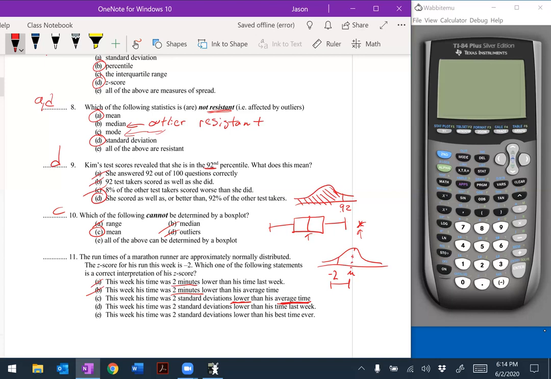Well, what is mu here? Mu is his average time, right? That's mu, and we're 2 standard deviations below that, so C is correct. This week his time was 2 standard deviations lower than his time last week. No, we don't know what his time last week was, and it's not 2 standard deviations below that anyway. This week his time was 2 standard deviations lower than his best time ever. No, the answer here is C.